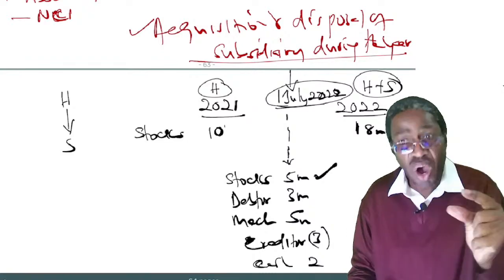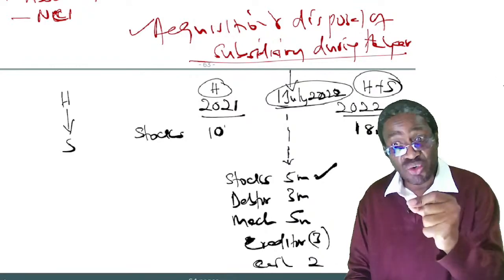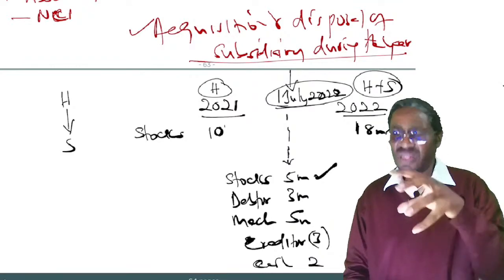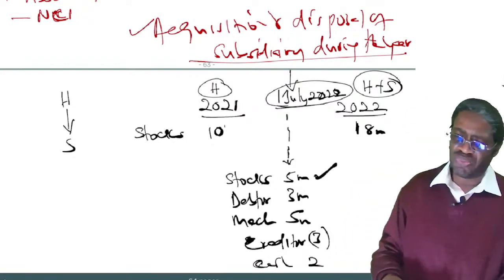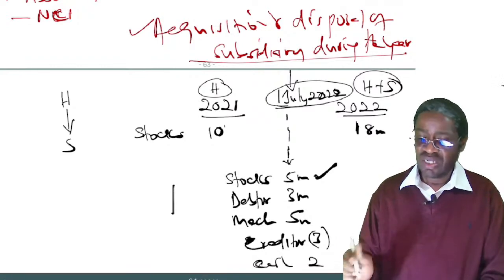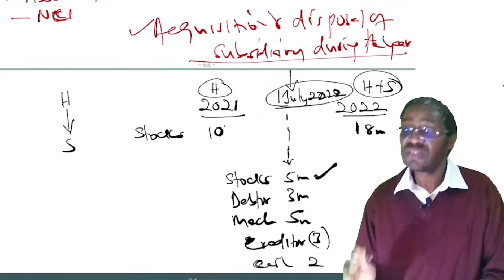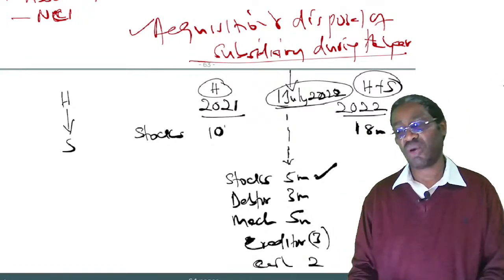When you acquire or dispose a subsidiary company during the year, this subsidiary that you are acquiring will automatically come into the group with its own bunch of net assets. How will those affect the preparation of the cash flow? That's what I want to talk about now.